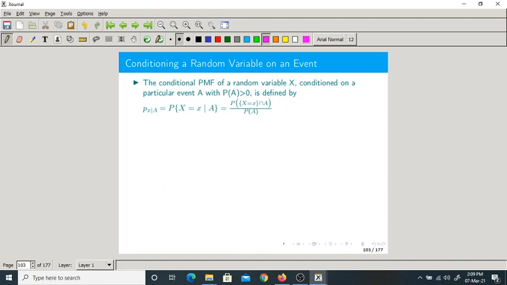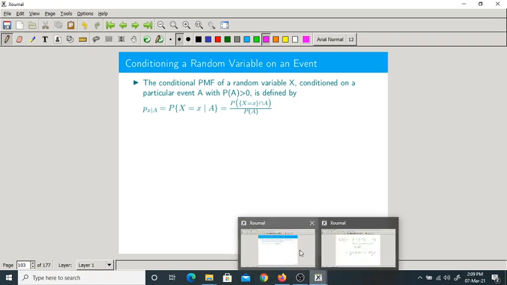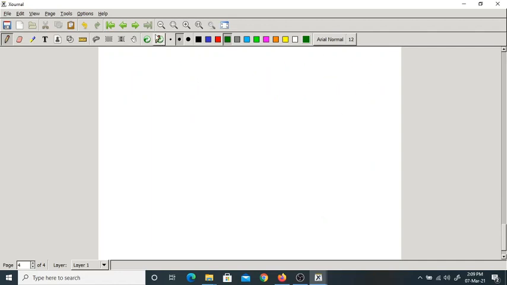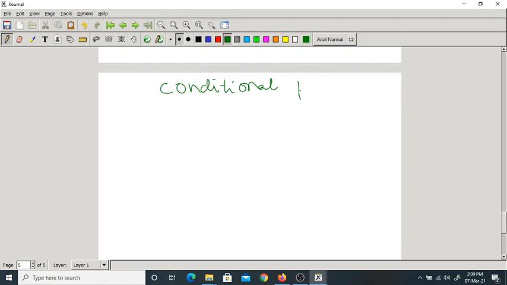Okay, now we'll move on to another topic that is called conditioning of a random variable on an event. Okay, so it is similar to conditional probability. Let me briefly discuss what a conditional probability is. We have discussed already in the previous classes the concept of conditional probability. What do you mean by this? What does conditional probability mean? Probability of A after B, or A given B.